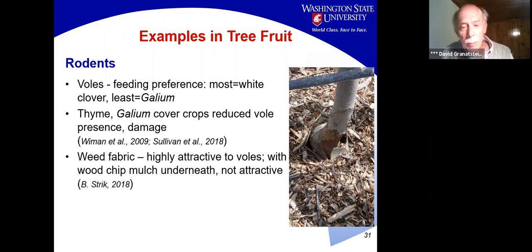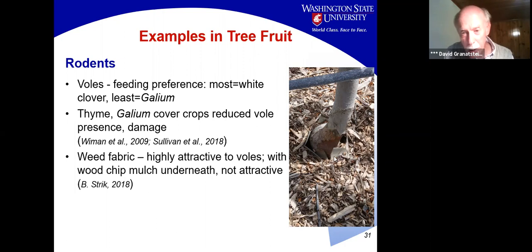But in some cases, it'd be nice to combine those two practices. And actually in blueberries, this is what they were playing around with, because wood chips are typically used on blueberries, but they were having weed problems. So they wanted to incorporate the fabric. And what they found is that where they had the wood chip mulch underneath and then covered it with the weed fabric, they didn't have the vole problems. If they did the opposite, they did. And that's kind of what you can see here.